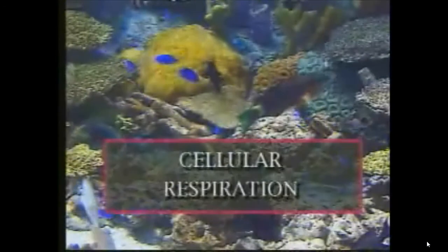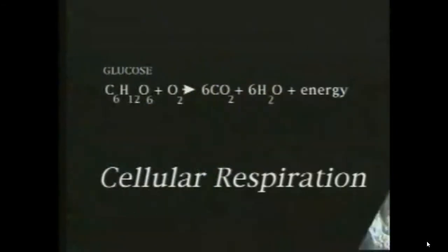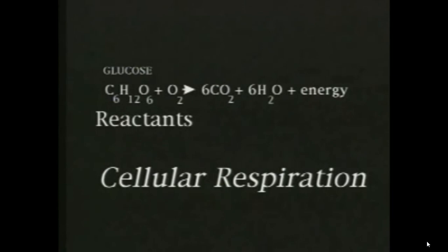The process by which this happens is called cellular respiration, and its chemical reaction is the exact opposite of the reaction for photosynthesis, because the products of photosynthesis are the reactants of cellular respiration. The equation shows that when glucose reacts with oxygen, the sugar is broken down into carbon dioxide and water, and energy is released.